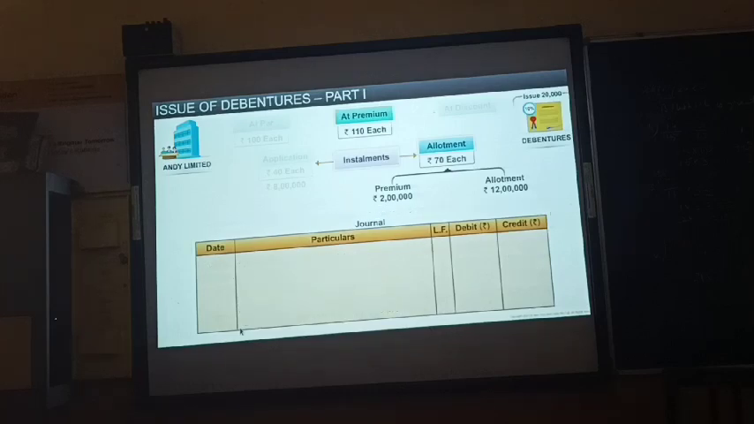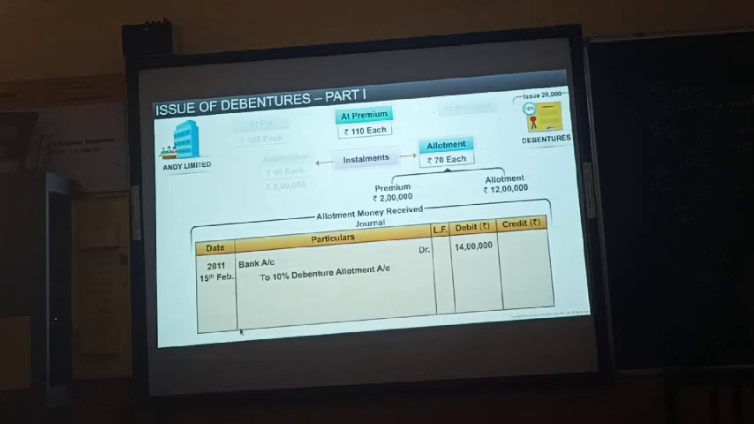premium. Further, the fourth entry for the allotment money received on the 15th of February 2011 will be bank account, debit 14 lakh rupees, to 10% debenture allotment account, 14 lakh rupees. The narration for the entry will be amount received on allotment.